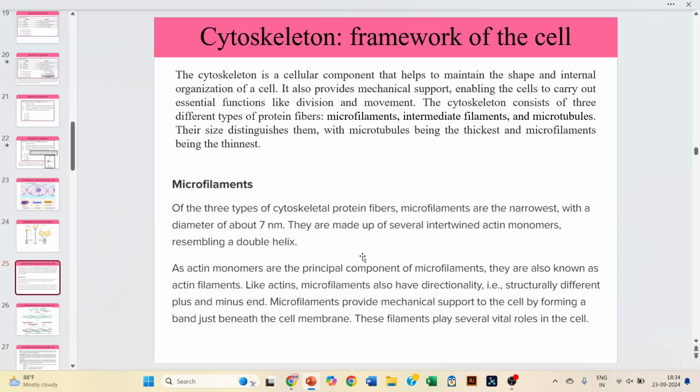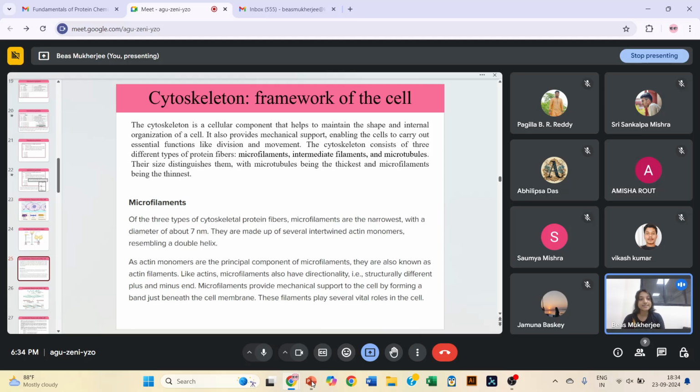Now the cytoskeleton is a cellular component that helps to maintain the shape and internal organization of the cell. It also provides mechanical support and enables the cells to carry out essential functions such as division and movement. The cytoskeleton consists of 3 different types of protein fibers. They are microfilament, intermediate filaments, and microtubules. Their size distinguishes them, with microtubules being the thickest, we saw that in the figure, and the microfilaments being the thinnest. Okay, so what are microfilaments?